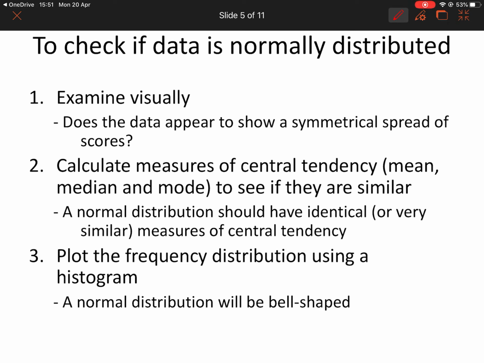If it's too difficult to determine it visually, then we need to calculate our measures of central tendency. So we need to determine what our mean, our median, and our mode are. If they're similar or identical, then we know we've got a normal distribution. If not, as we'll see in a moment, we've got a skewed distribution of some kind. If we're then still not sure, we can plot the frequency distribution in a histogram, and we'll know that we're looking for a symmetrical bell-shaped curve.